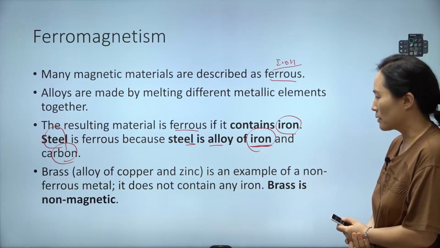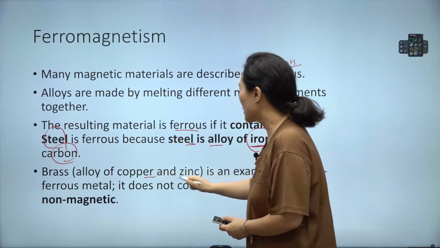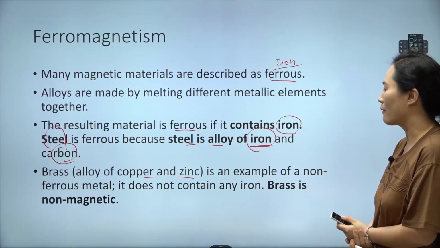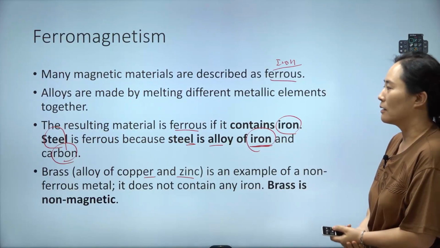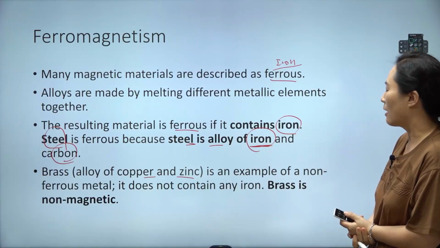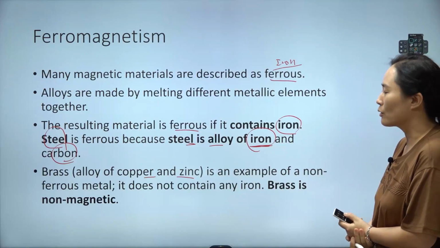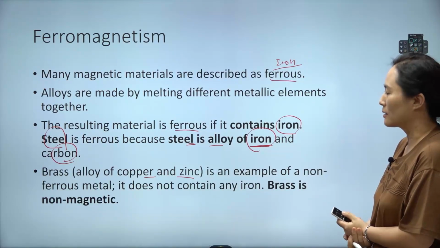Brass is copper and zinc, an example of a non-ferrous material because it does not have iron. It does not contain any iron, so brass is non-magnetic. Brass is also an alloy of copper and zinc.